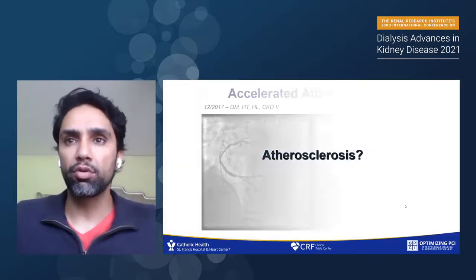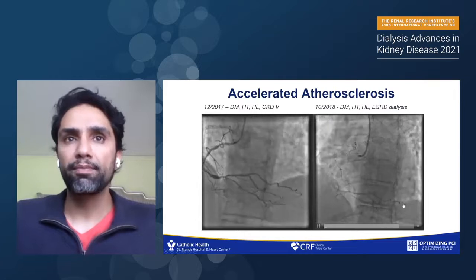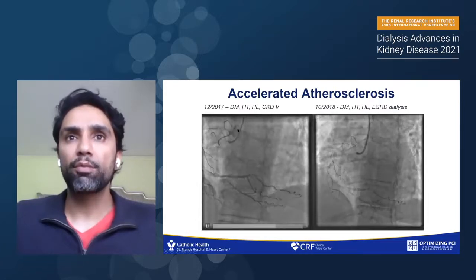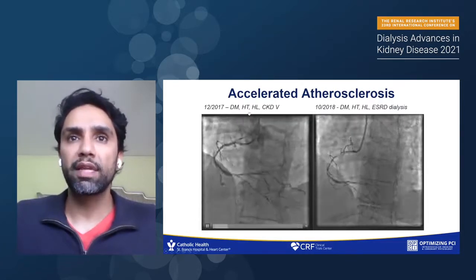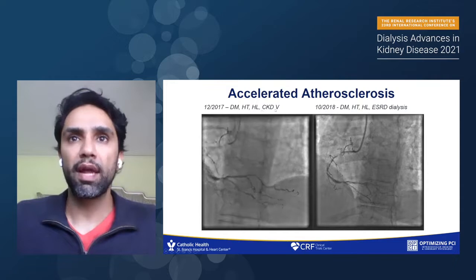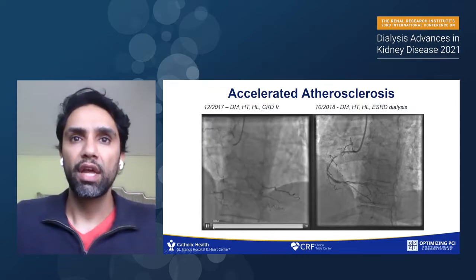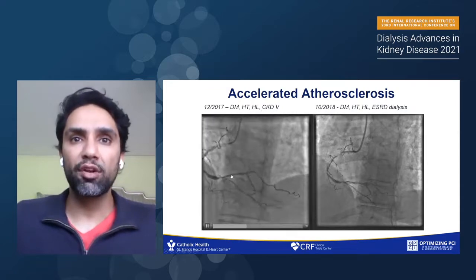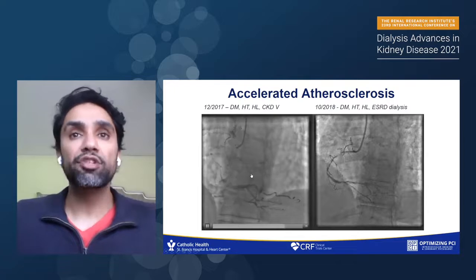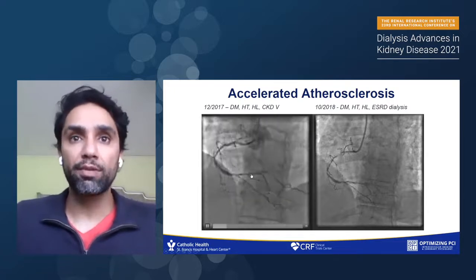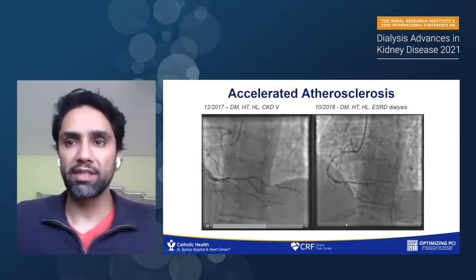Let's start with atherosclerosis. Here's the problem. Here's a patient in December of 2017 with diabetes, hypertension, hyperlipidemia, and chronic kidney disease stage 5. You can see that the artery is severely diseased. The patient elects to undergo medical management as, believe it or not, the patient was relatively asymptomatic.